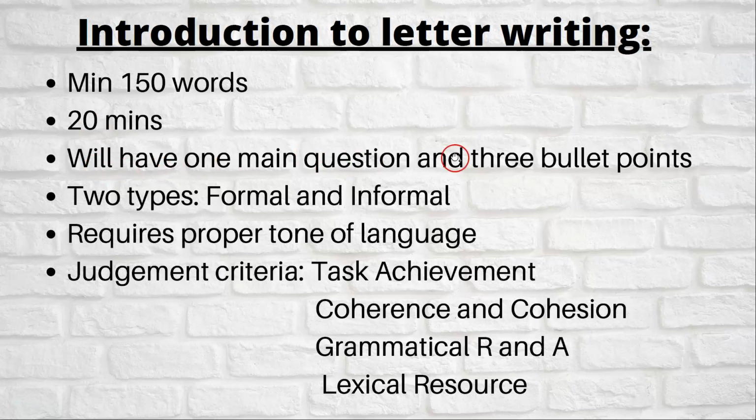You will have 1 main question and 3 bullet points. So this is how the question for a General Task 1 usually is arranged. You will have 1 main question and 3 bullet points, and you will need to follow through with all the 4 things.